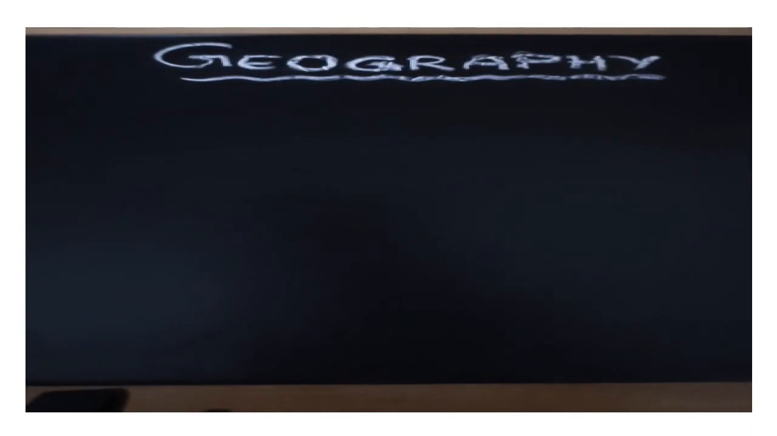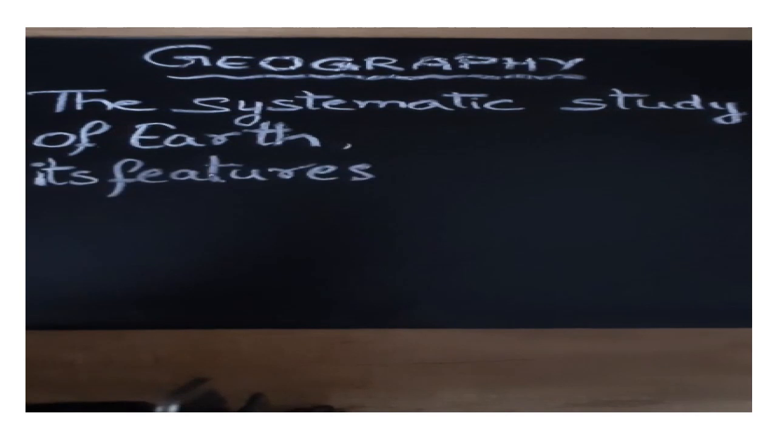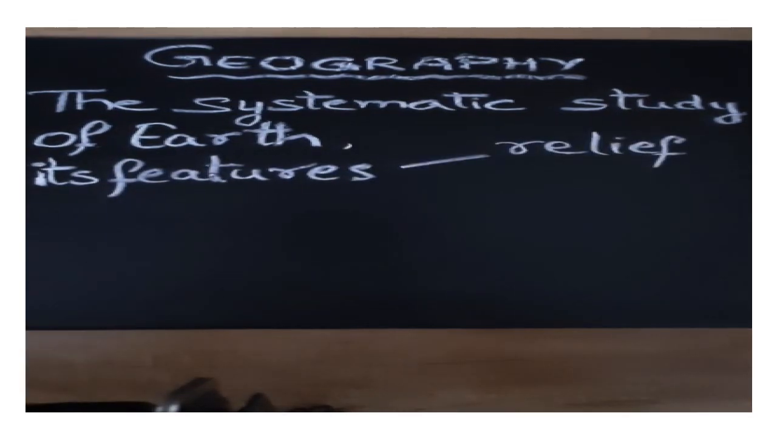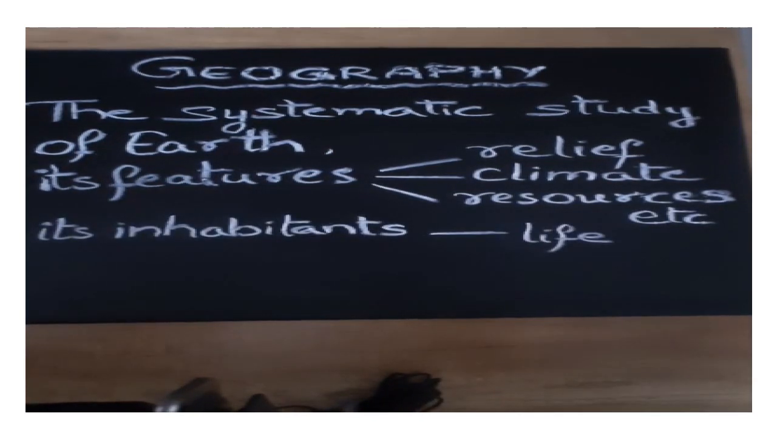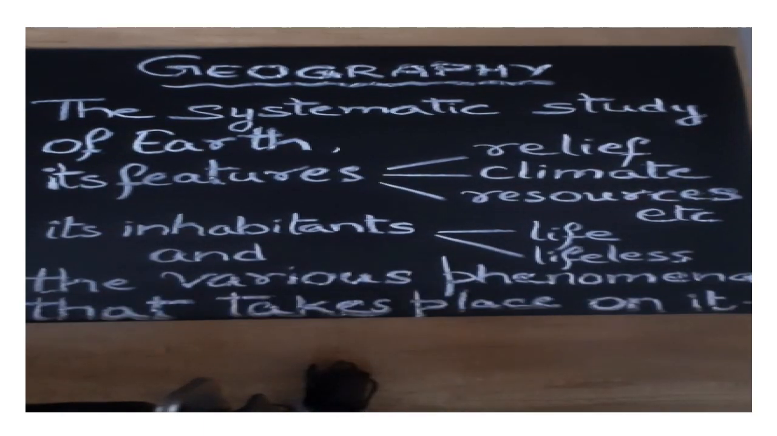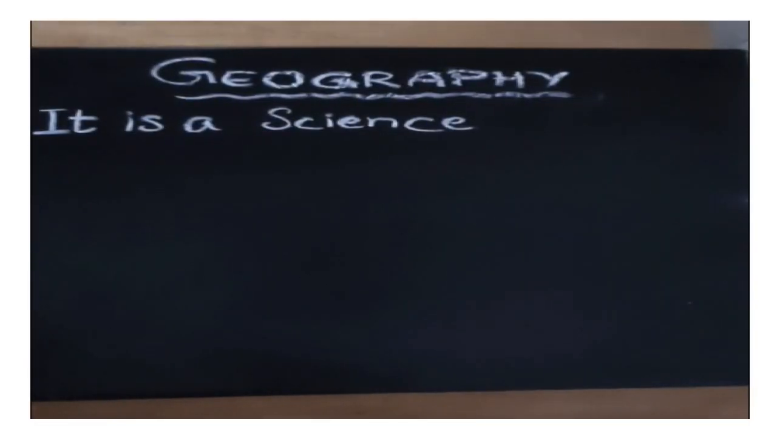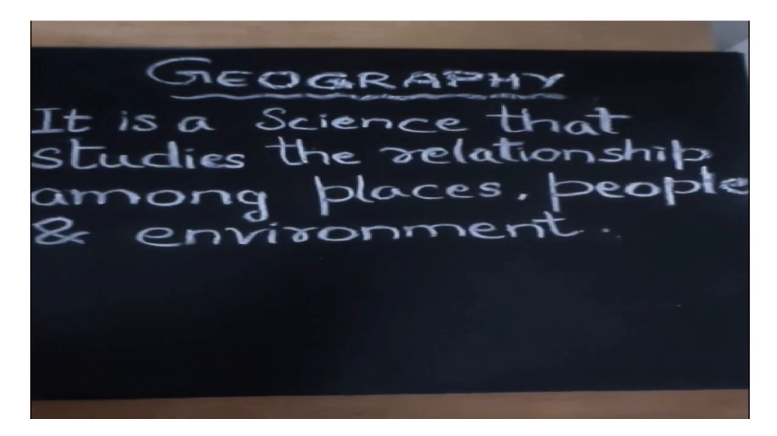So, basically, geography is the systematic study of Earth. Its features like land relief, climate, resources, etc., its inhabitants, that which possess life and that which doesn't, and the various phenomena that takes place on it. Geography is a science that studies the relationship among places, people, and environment.